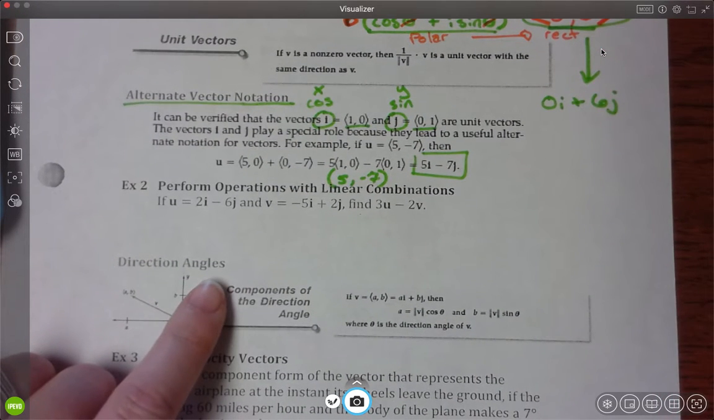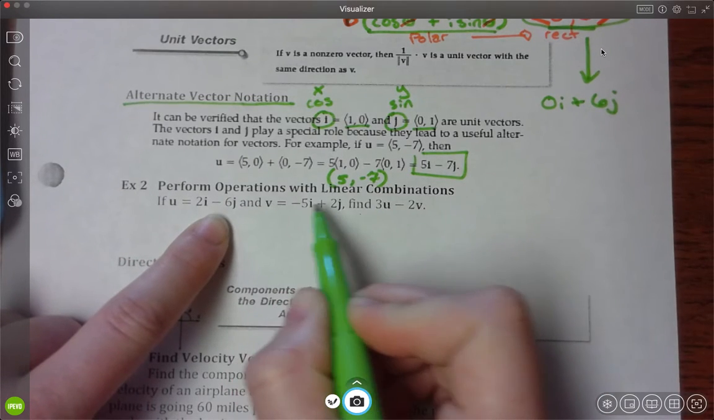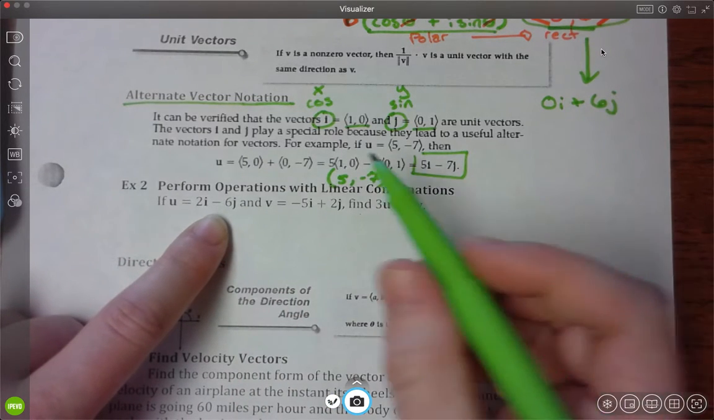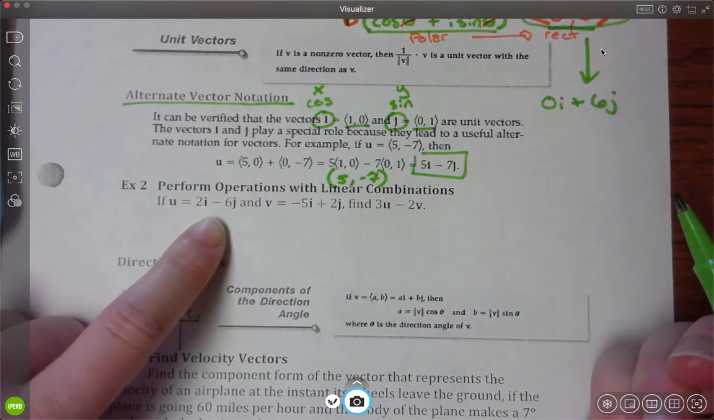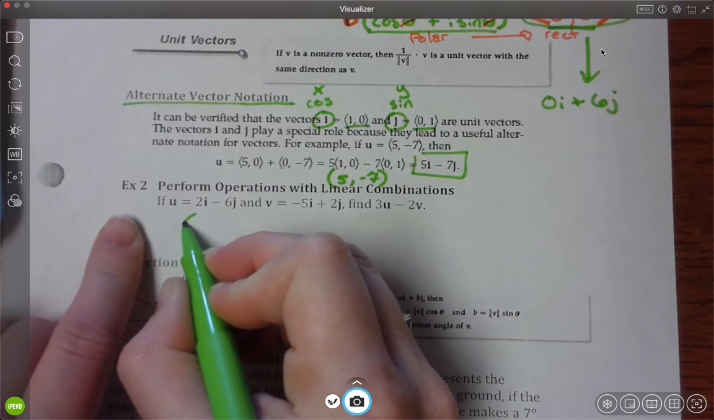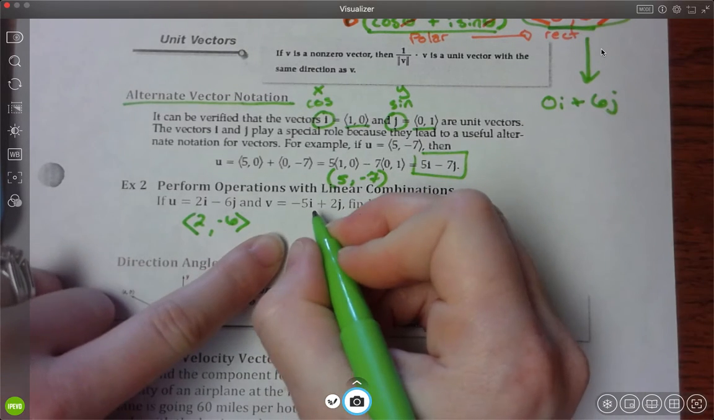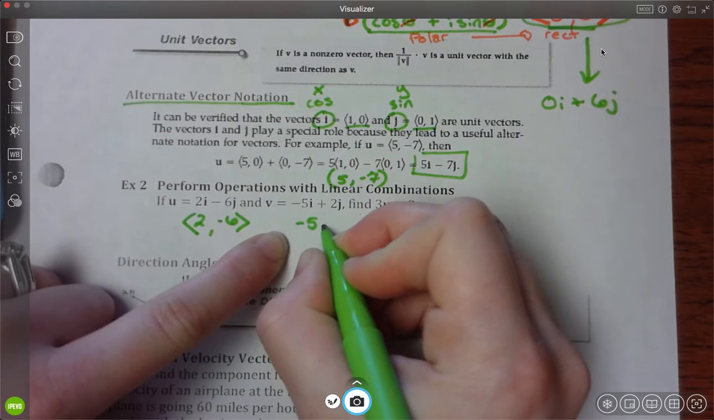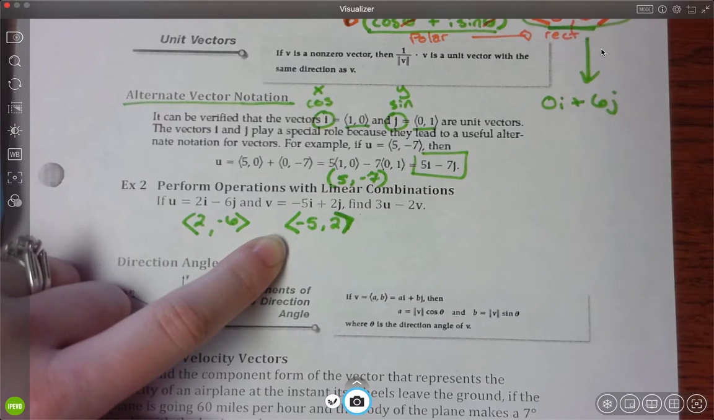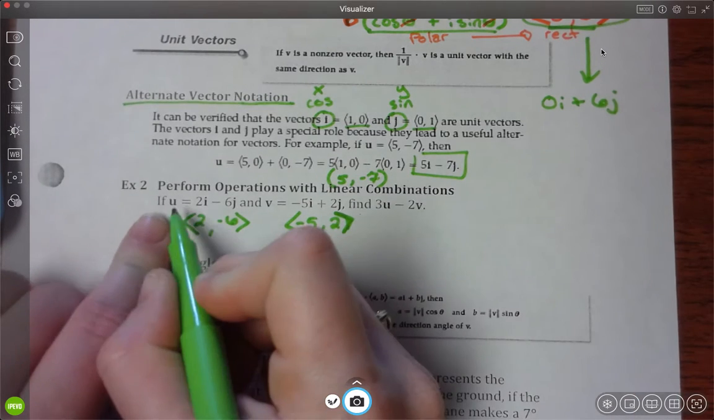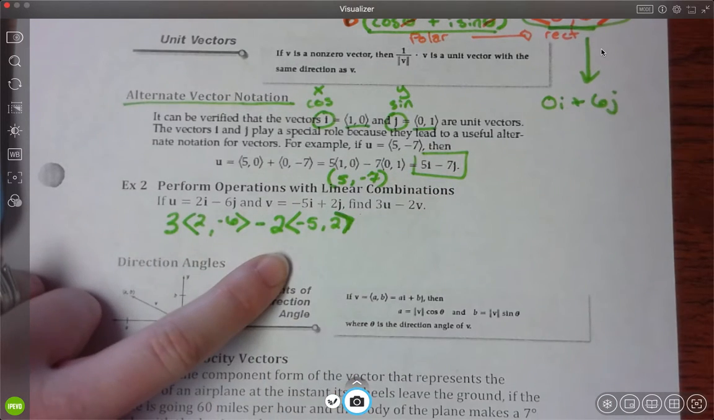They say perform the operations. You have 2i minus 6j and negative 5i plus 2j. They want you to take 3 times u and subtract 2 times v, okay? So if you're one of those people that likes to write this in component form, we can write this as (2, -6), and this guy as (-5, 2), okay? And now he's in component form again. And they want me to take 3 times u, so 3 times this guy, minus 2 times that guy.